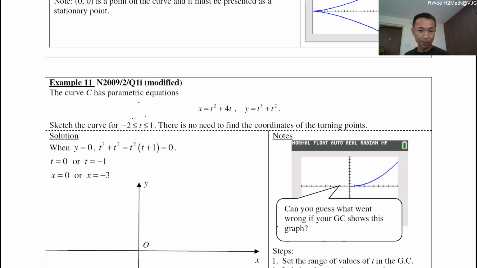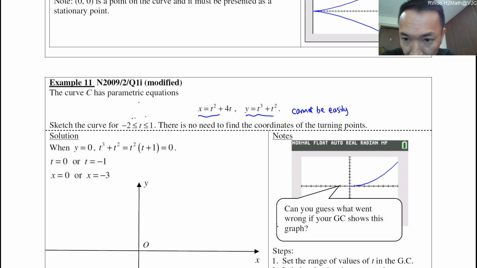All right, example 11. This curve has parametric equations. Look at this pair of parametric equations. Remember earlier I mentioned there are some equations that cannot be easily converted to the Cartesian equation. And this is a classic example. I would like to say that it cannot be easily converted to Cartesian. Not so easy. Not like cannot, but it's not so easy.